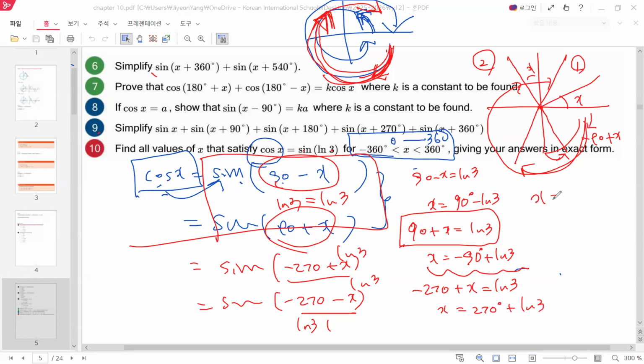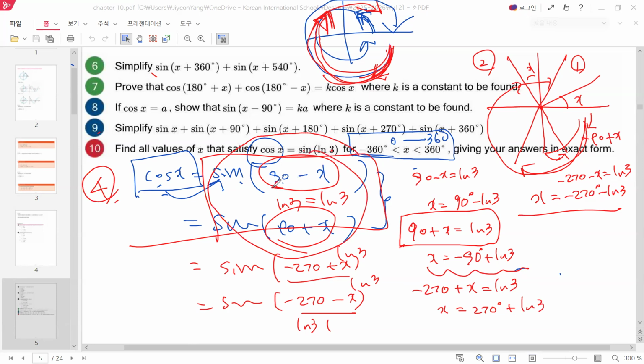The last one, negative 270 minus x equals ln3. So negative 270 degrees minus ln3 is the answer of this question. So it has 4 values. I know this question is very, very difficult. So do not try to understand everything from this question. I want you to try to understand how to find 90 minus x and 90 plus x first. Please focus on learning how to find these two.